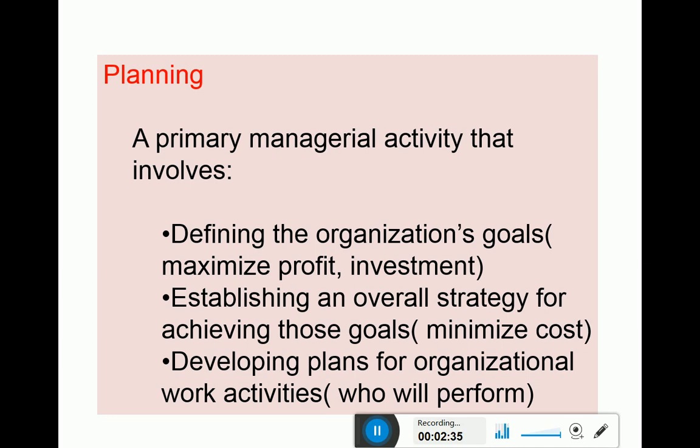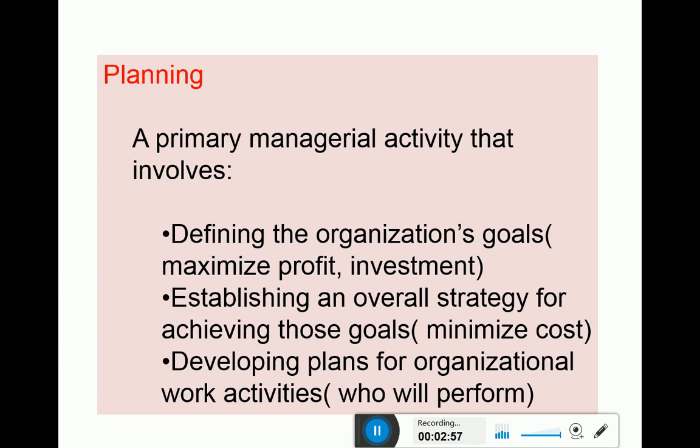Like for example, your organization says I want to maximize my profit, for example investing in ABC company. These are basically the goals of the organization. Now in the planning process, managers first define the organizational goals.